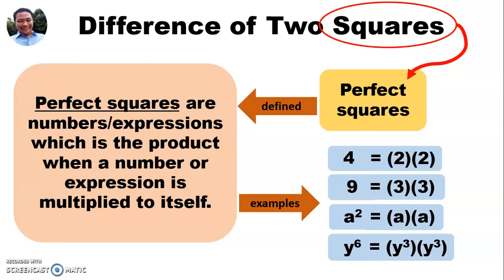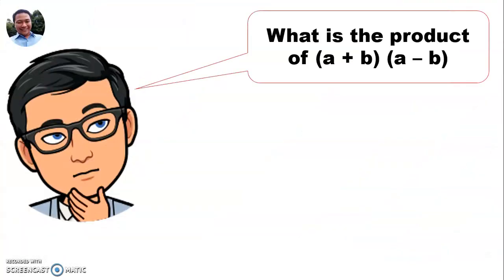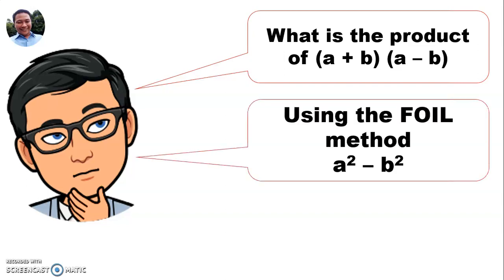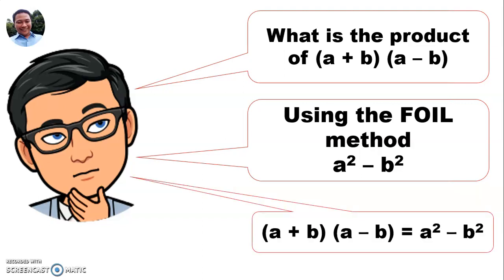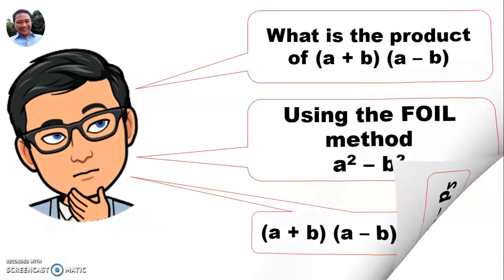Now take a look at this one. Can you answer this problem? What is the product of a plus b multiplied by a minus b? What do you think? You can use the FOIL method to find the product. Very good. The product is a squared minus b squared. Therefore, a plus b multiplied by a minus b is equal to a squared minus b squared.